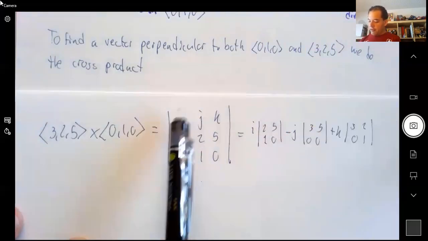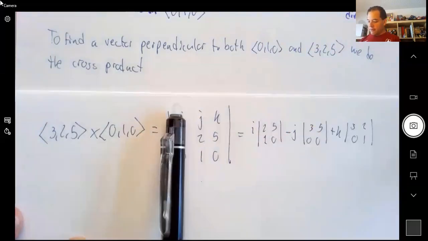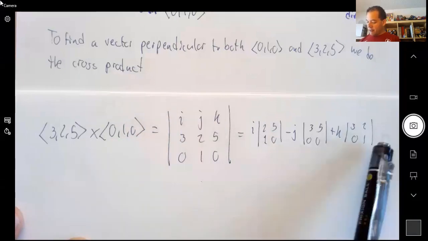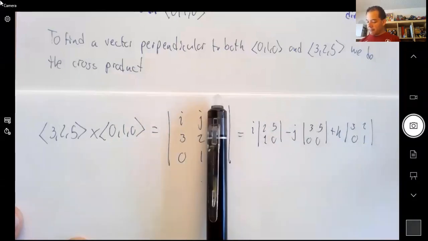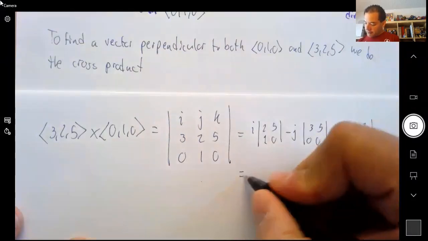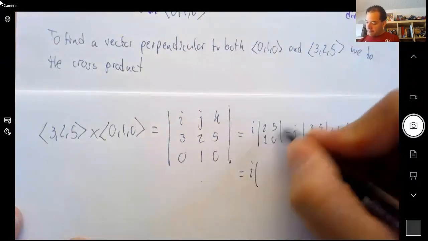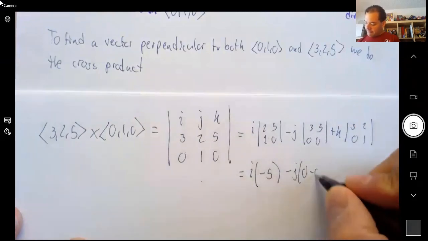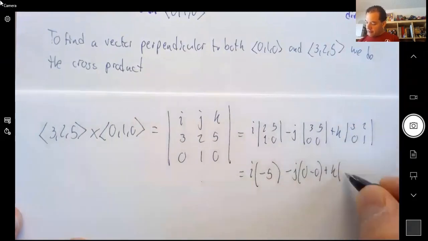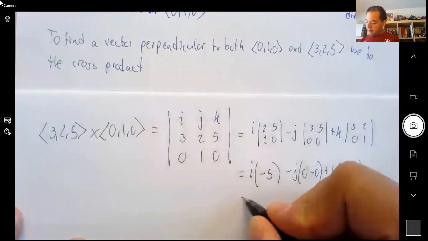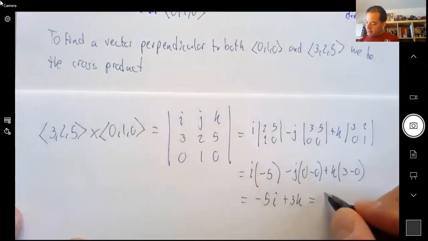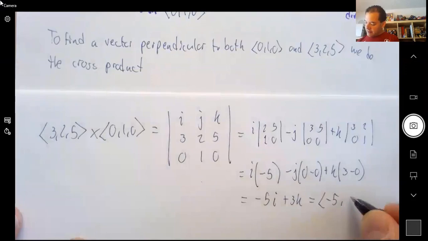Yes, so when you do i, you cover this one, so you get this. When you do j, you cover the middle one. That's fine. And when you do k, you cover the last one. So this is i times (0 minus 5), minus j times (0 minus 0), plus k times (3 minus 0). So this is negative 5i, no j, and 3k. So this is (-5, 0, 3).